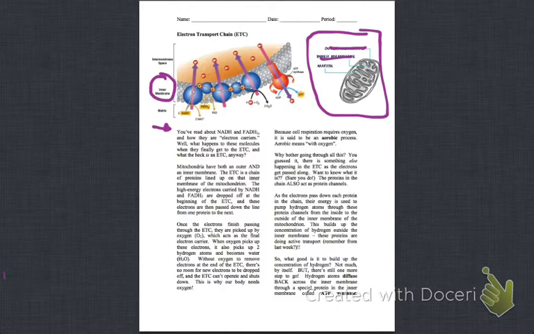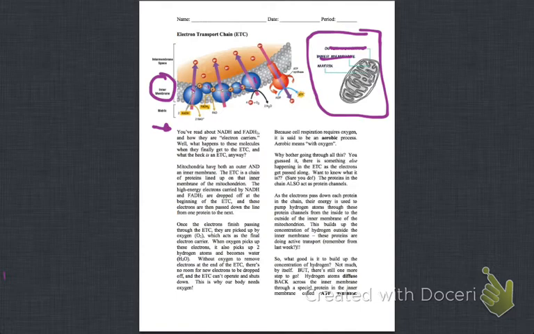All right, continuing. The ETC is a chain of proteins, and again, I'm coming back up to my picture, and I can see all these proteins in a row, lined up in that inner membrane of the mitochondrion. The high-energy electrons carried by NADH and FADH2 are dropped off at the beginning of the ETC.